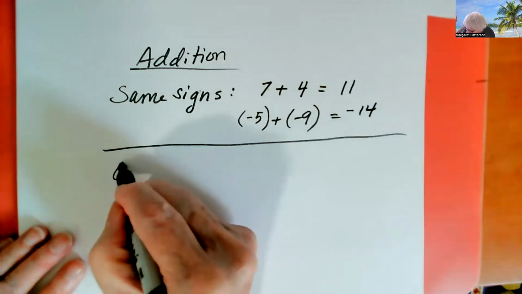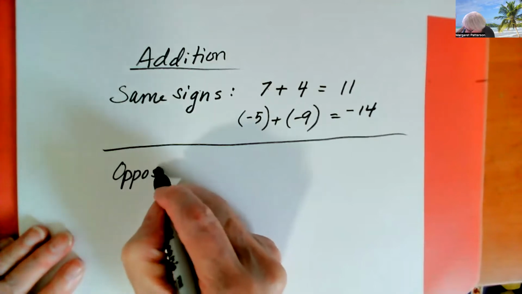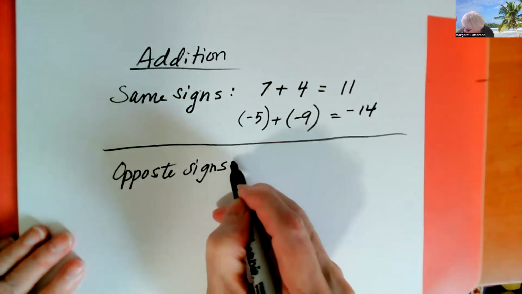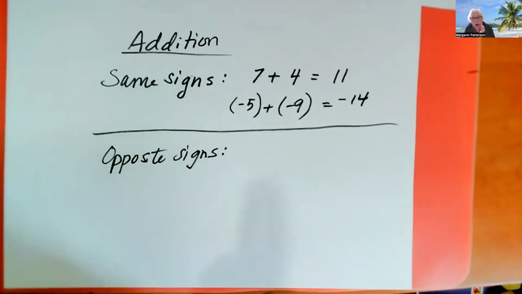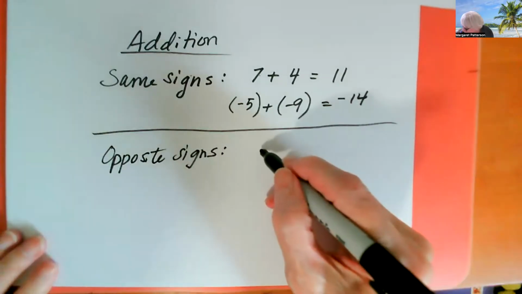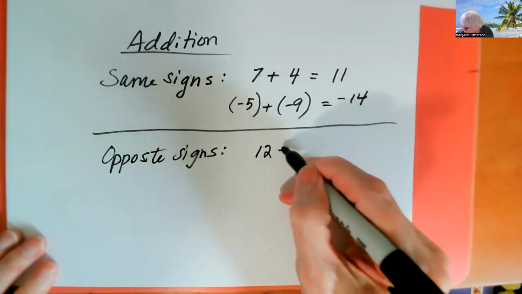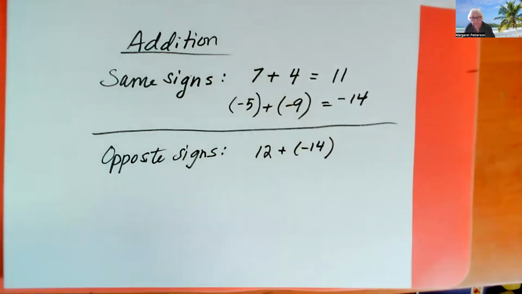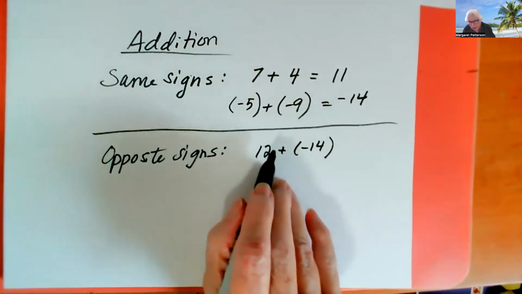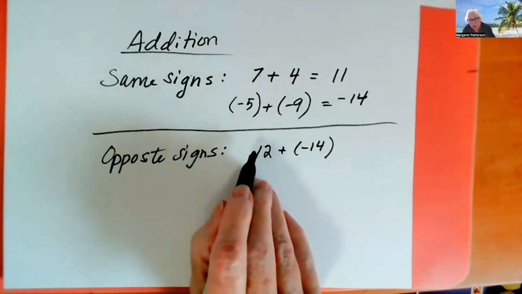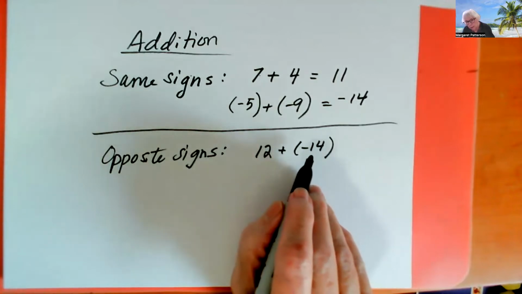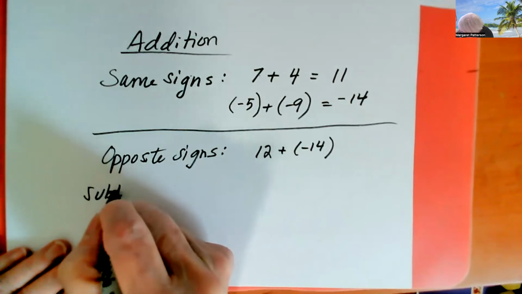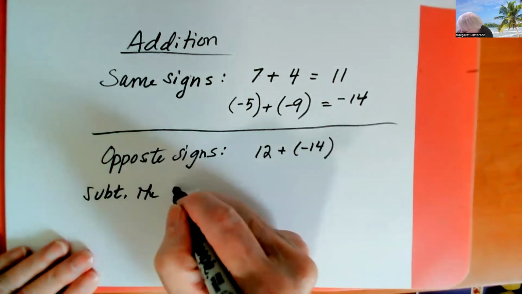But if they're opposite signs, okay, an example, 12 plus negative 14. What you're adding, but one is positive and one is negative. What you do is you subtract the absolute values.